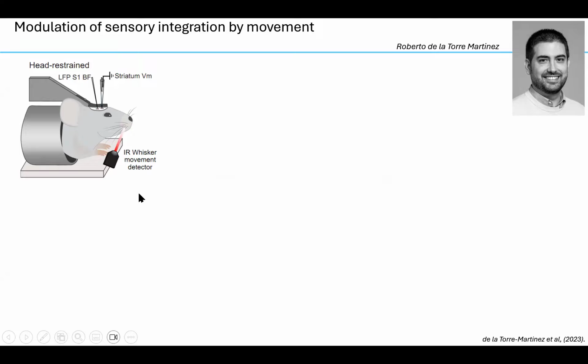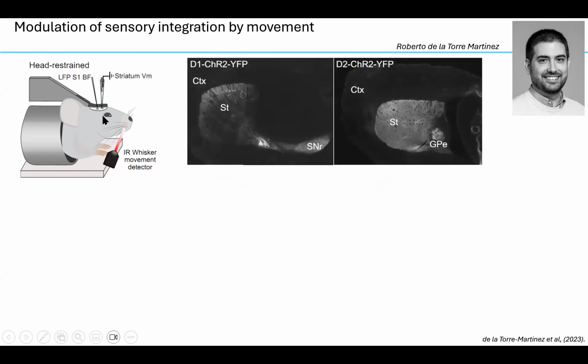To do that, we did these experiments in awake animals. We can record optically the whisking. We can see the movement of the whisker. We can record what happens to the striatum, and we provide air puffs to the whisker at different, random times. Sometimes it will be when the animal is whisking, sometimes it will be quiet.